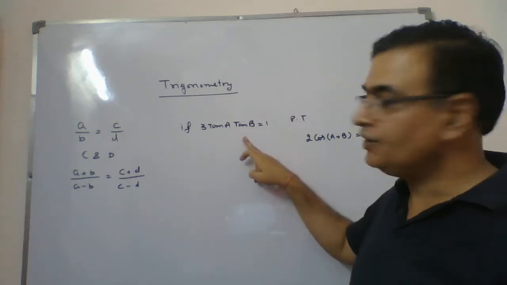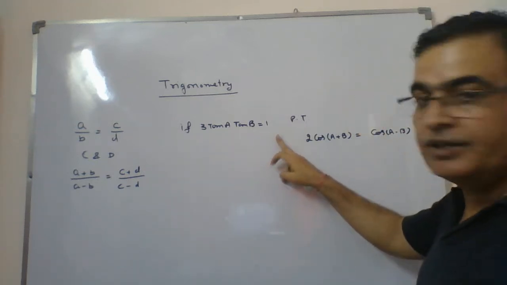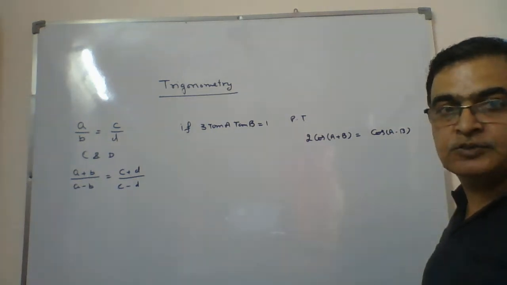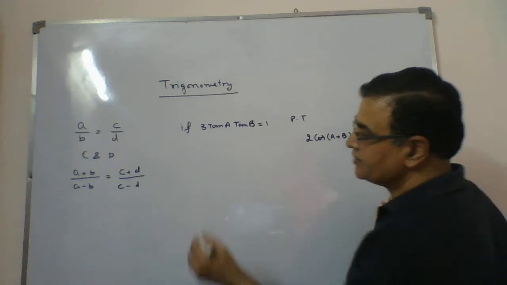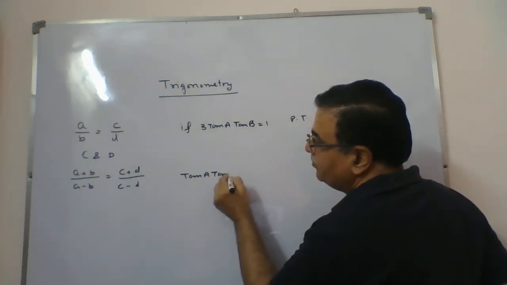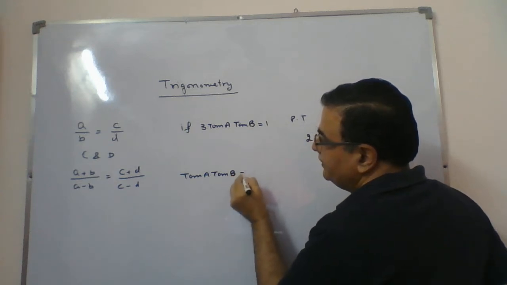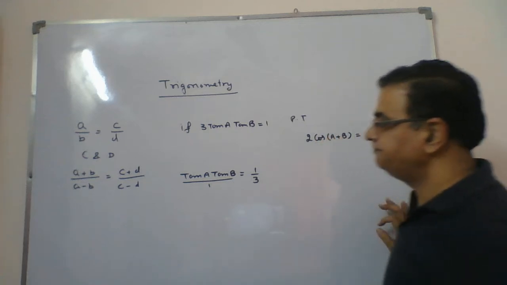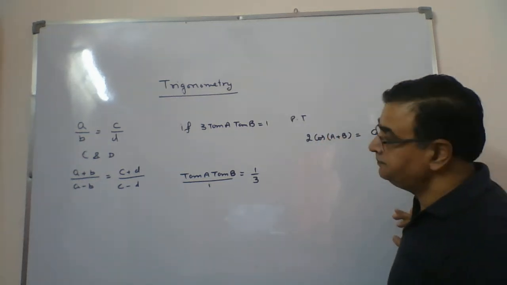The question says, if 3 tan A tan B is given as 1, then you have to prove that 2 cos(A plus B) is equal to cos(A minus B). To prove this, I will start with tan A tan B is 1 by 3. First I have written this way.